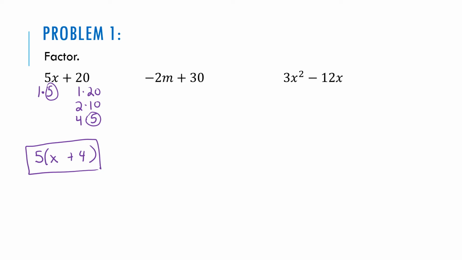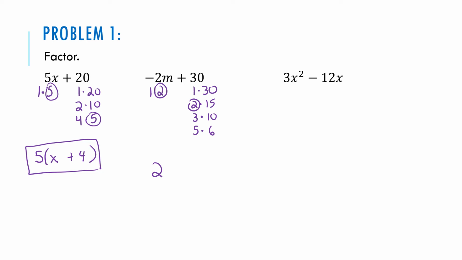Our next problem, we have negative 2m plus 30. So here, once again, I'm going to go with the same strategy. I'm going to ignore this negative sign for a moment and just focus on the 2 itself. Numbers that multiply to give me 2: 1 times 2. For 30, 1 times 30, 2 times 15, 3 times 10, and 5 times 6. This time, the biggest number they have in common is a 2. So I'm going to pull a 2 out. Once again, there's only a single m in the first term, and there's no m with the 30, so they don't have any m's in common.